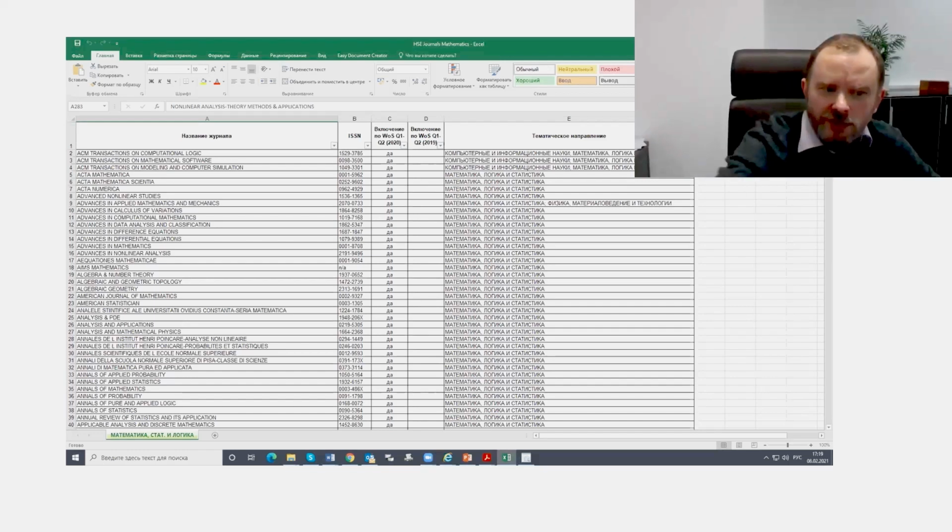So to go through such a list, not necessarily from the beginning, you may go from the end, is a good variant to look for a reasonable journal. This table is also available for you. Okay, let us go to the next slide.